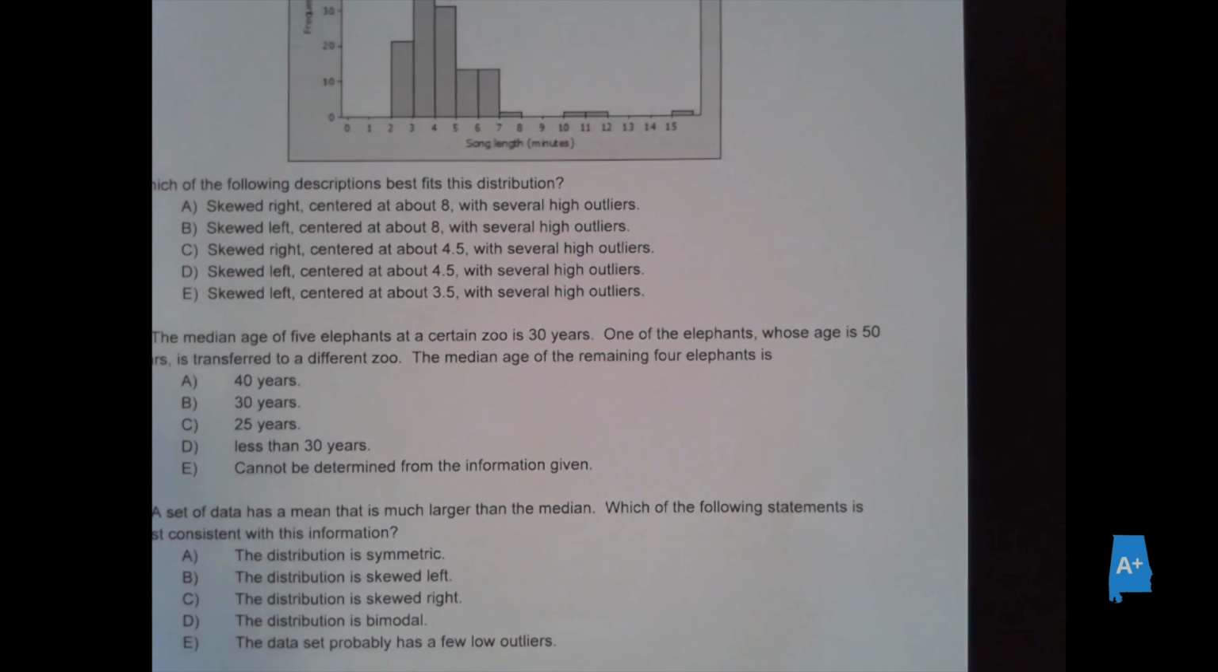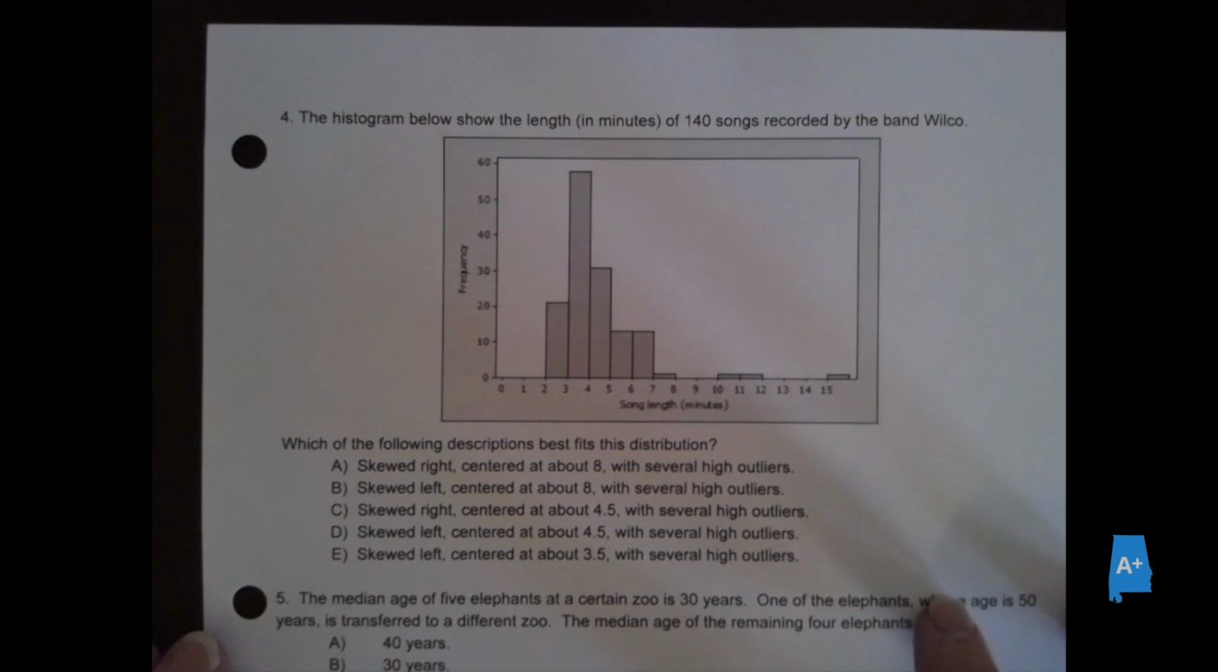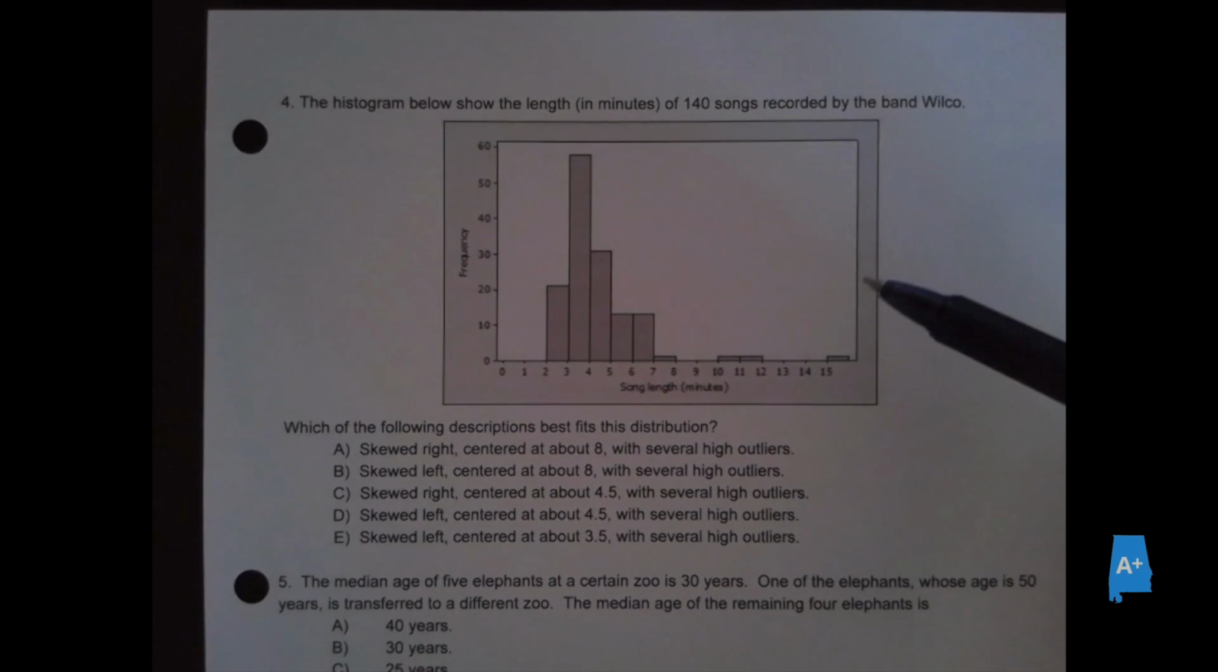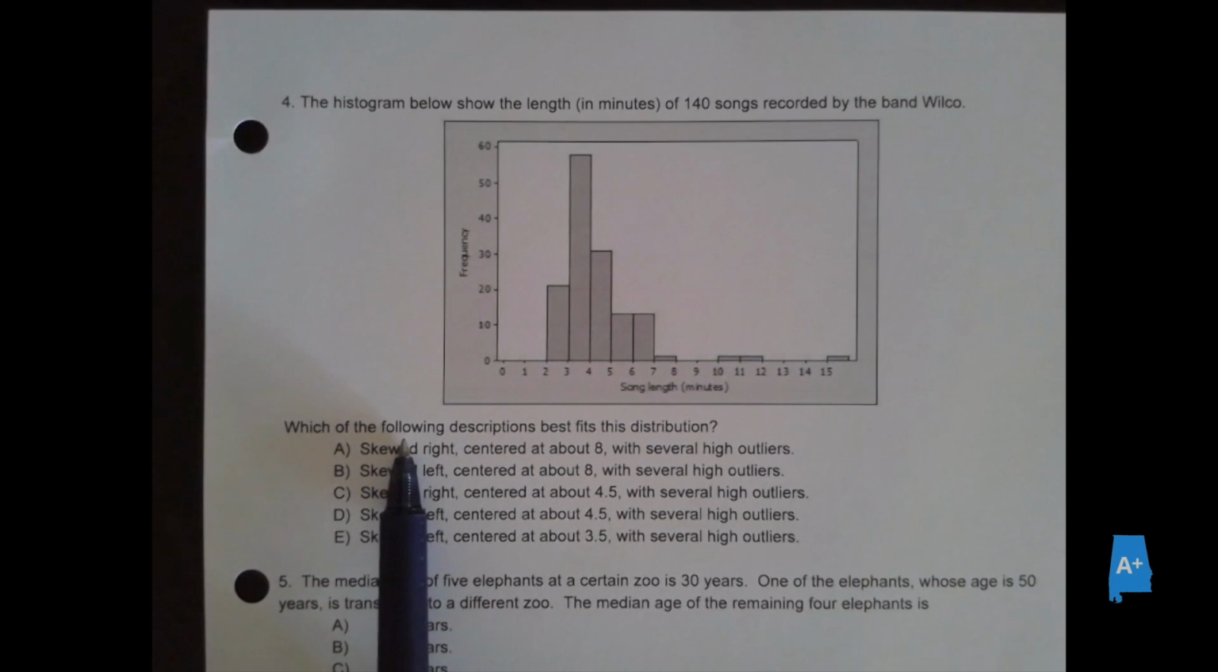All right, now let's go to number 4. Okay, so this is talking about a histogram, and it wants you to describe this histogram. It says, the histogram below shows the length in minutes of 140 songs recorded by the band Wilco. I don't know who that is. Maybe y'all do.